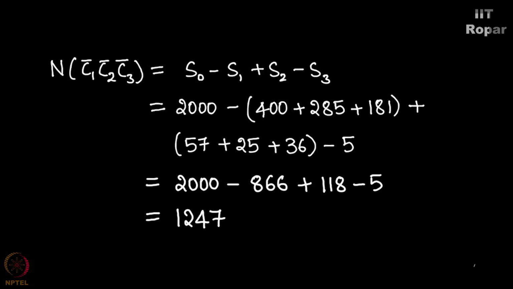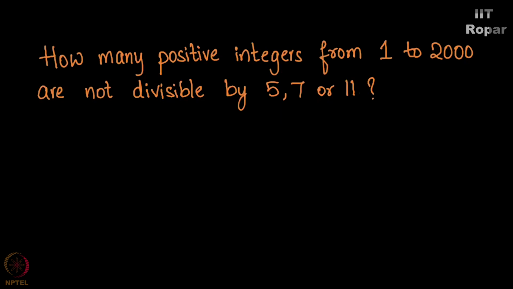So 1247 numbers are there between 1 and 2000 which are not divisible by 5, 7 or 11.